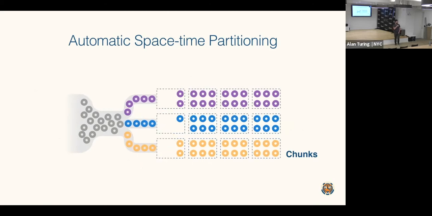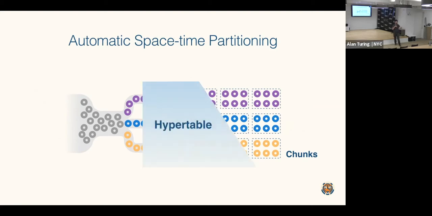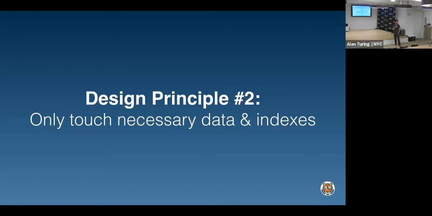So you insert your data, it automatically gets routed. We automatically create new partitions. To the user, we create this abstraction called a hypertable, which from the SQL layer looks mostly like a table. And we do all of the other work underneath for you.